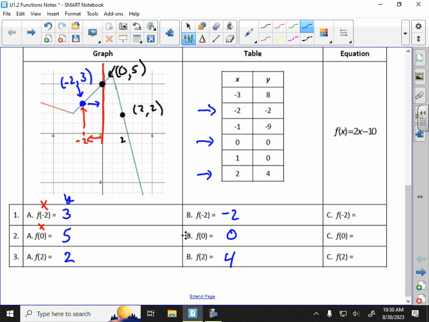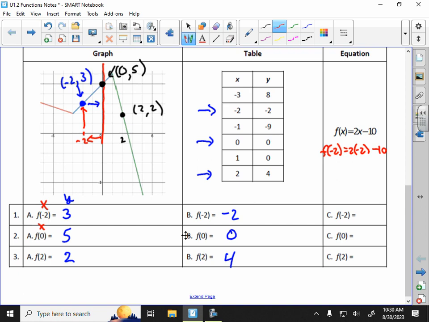Now when they give us an equation, again, the number inside the parentheses is your x. So you're going to substitute that x value into the right side and evaluate it using the order of operations. So if I want to find f of negative 2, I'm substituting negative 2 in for x.